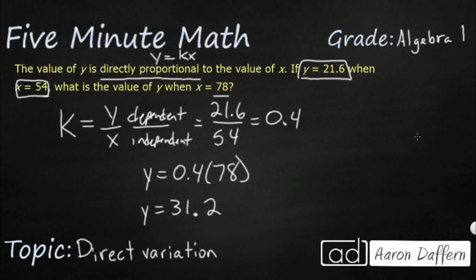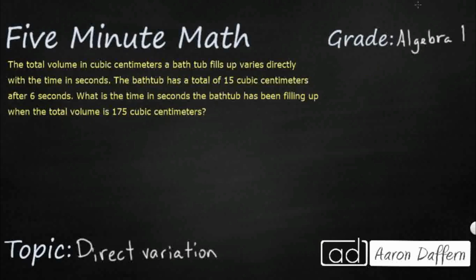Let's look at another example. Our new problem situation has the total volume in cubic centimeters the bathtub fills up varies directly, so we're going to use our y equals kx again with the time in seconds. The bathtub has a total of 15 cubic centimeters after 6 seconds. So that is going to have to be our y, and our x, they are dependent and independent. The total volume is our dependent variable, our y, because the time is what changes. That's our independent variable.